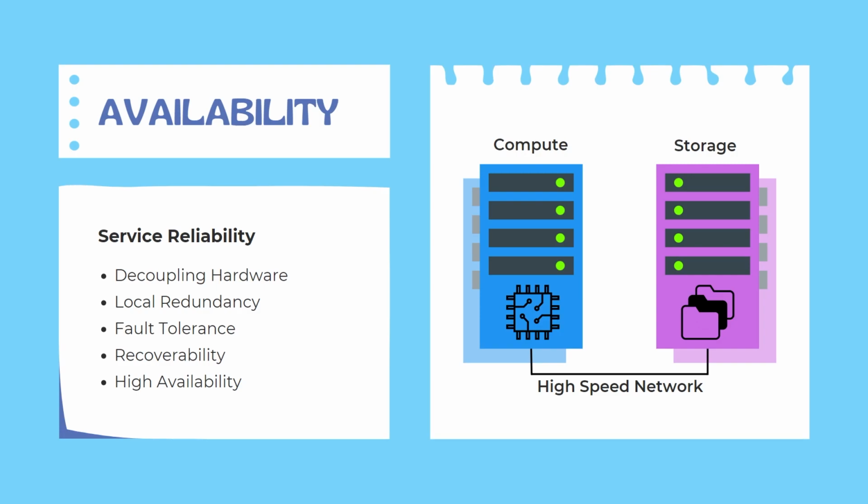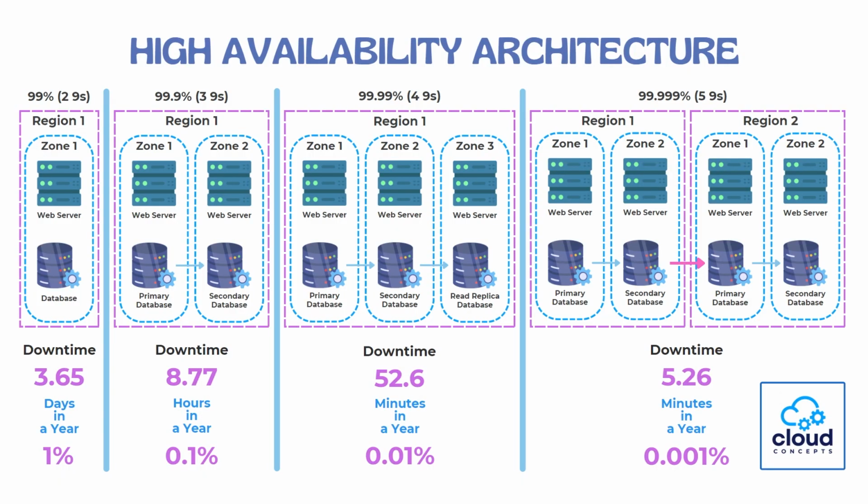Now, we just talked about availability. So availability is the time that your service is available for you. Now let's move on to high availability. In the next diagram, you're going to see how we can denote high availability architectures, how we can create them.